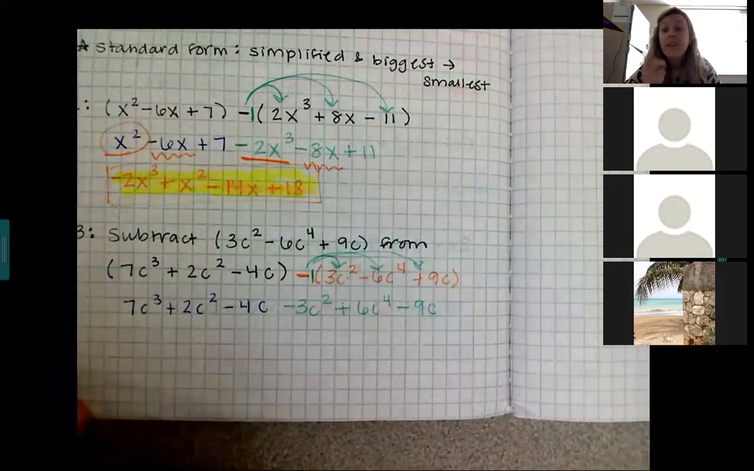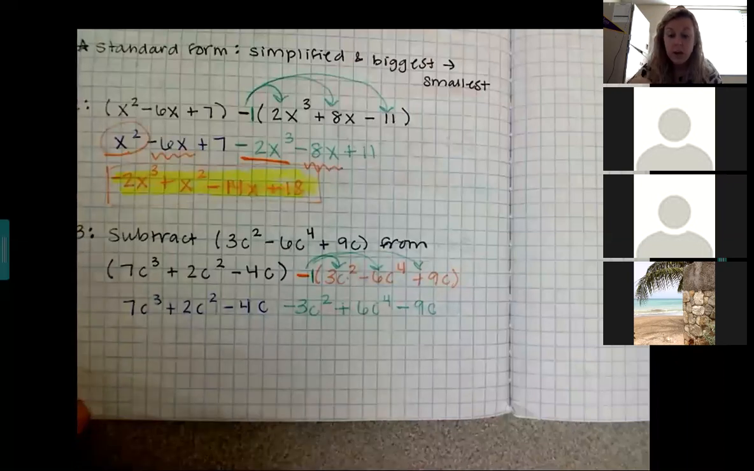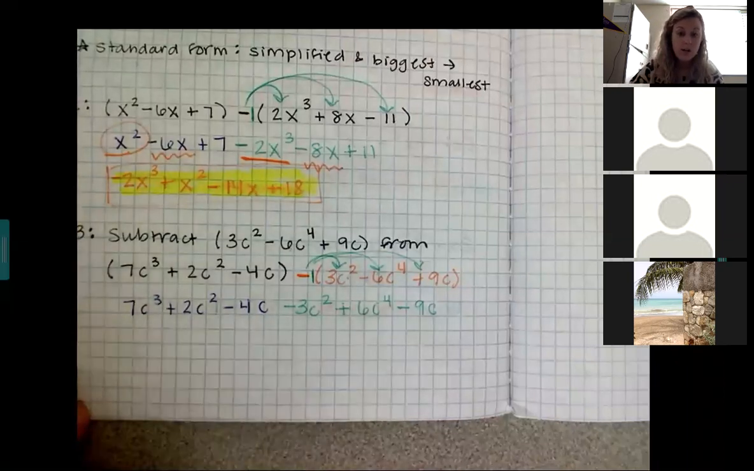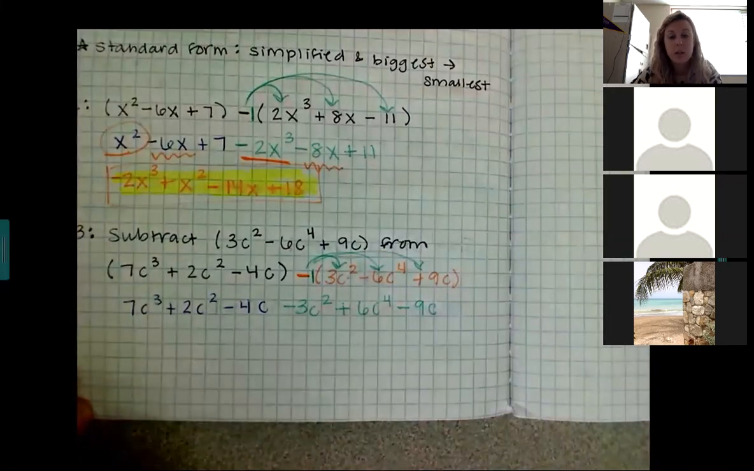Combine like terms. Very good, Henry. So we're going to simplify. We're going to combine like terms. Are you guys okay if I go biggest to smallest so that I don't have to do it at the end? Yes. All right, so let's do it.